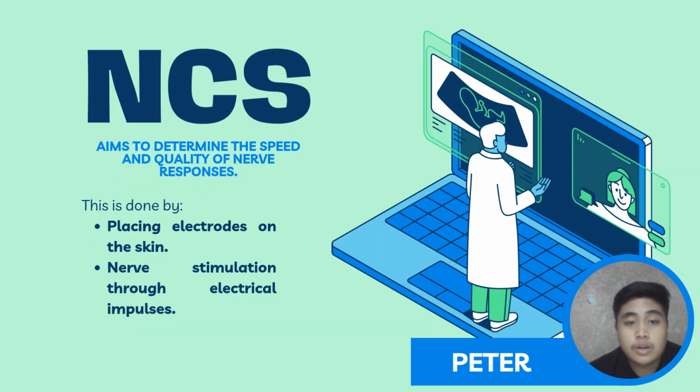Nerve conduction studies, or NCS for short, aims to determine the speed and quality of the nerve responses. This is done by placing electrodes on the skin. Electrodes are placed over a muscle innervated by the nerve meant for testing. Example, placing electrodes over the biceps to test the musculocutaneous nerve. Nerve stimulation through electrical impulses. Electrical response of muscle is recorded and determines how fast and how well the nerve responded.